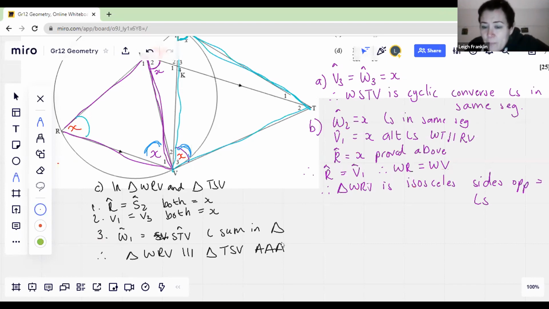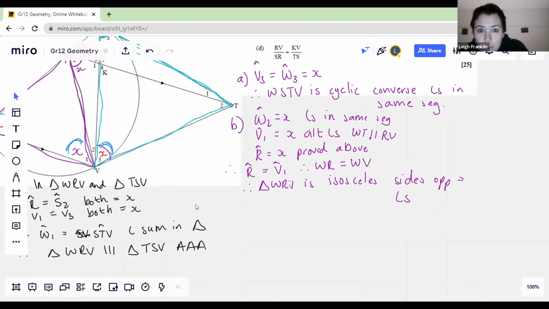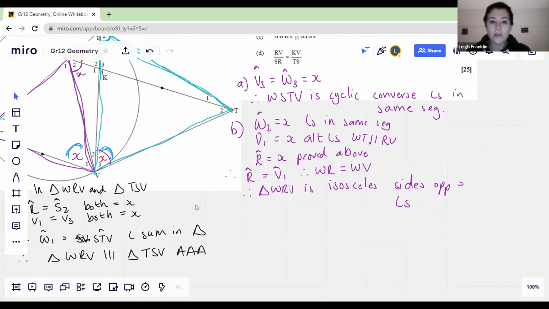All right, so now, last question. Let's smash this, and then we are done with prep for the exam when it comes to geometry. All right, so now the last question, guys. They've asked us to prove that RV over SR equals KV over 2S over TS.